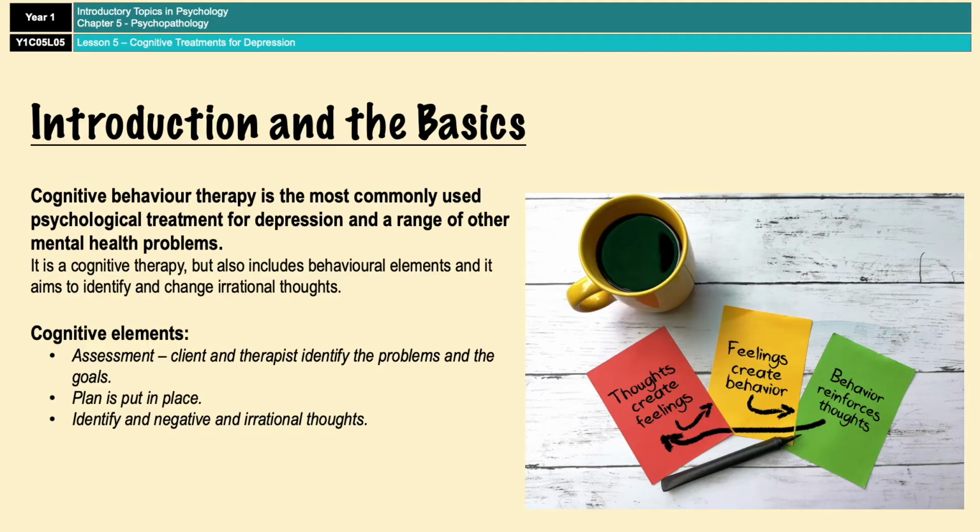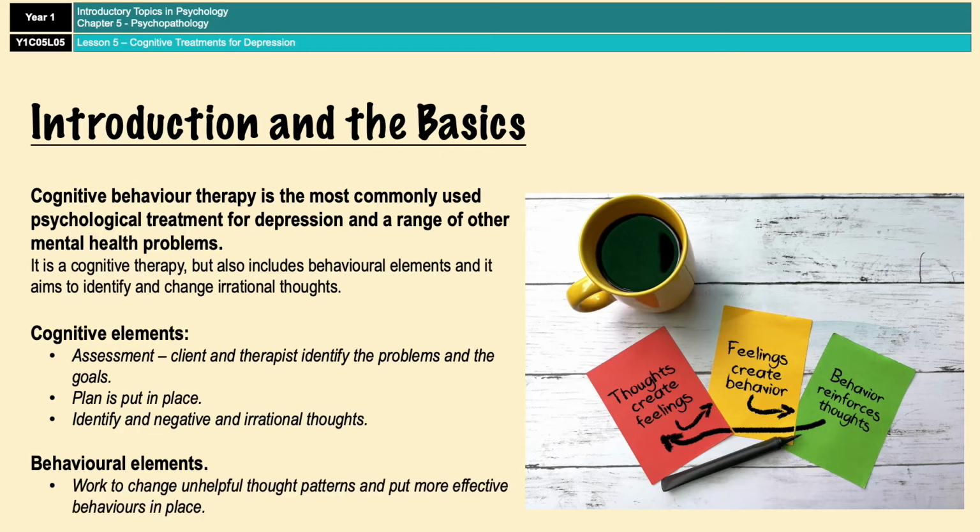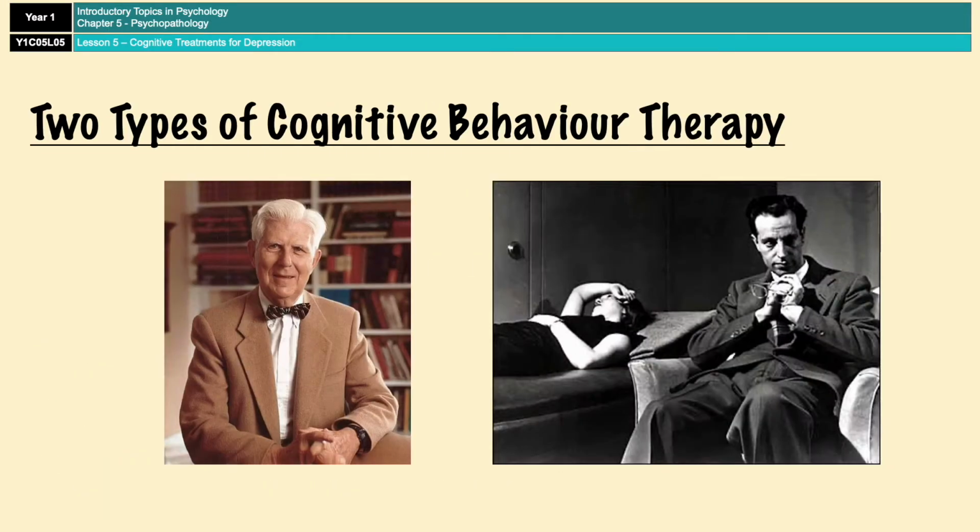Now, in addition to those bits, which are technically the cognitive elements of the therapy, there are also behavioral elements. And the behavioral elements are all about changing and challenging the irrational thoughts and putting more effective behaviors in place. And that can happen through a variety of different techniques that will depend hugely on the type of CBT that you've decided to have. So there are two types of cognitive behavior therapy that we're going to look at today. Like I said, all CBT follows the same kind of logic and the same principles, but the techniques that might get used would differ depending on the type of CBT.